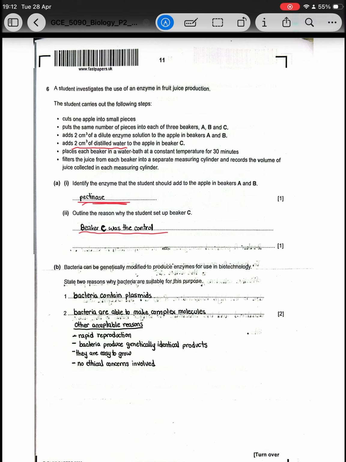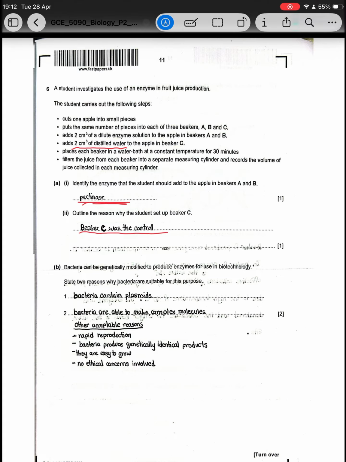you want to see the effect of enzyme and to make sure that whatever you get after the water bath is because of the enzyme and not because of anything else. So whatever you get in beaker C will be the result of no enzyme being present. So there has to be a difference between beaker C and the other 2 beakers, A and B.